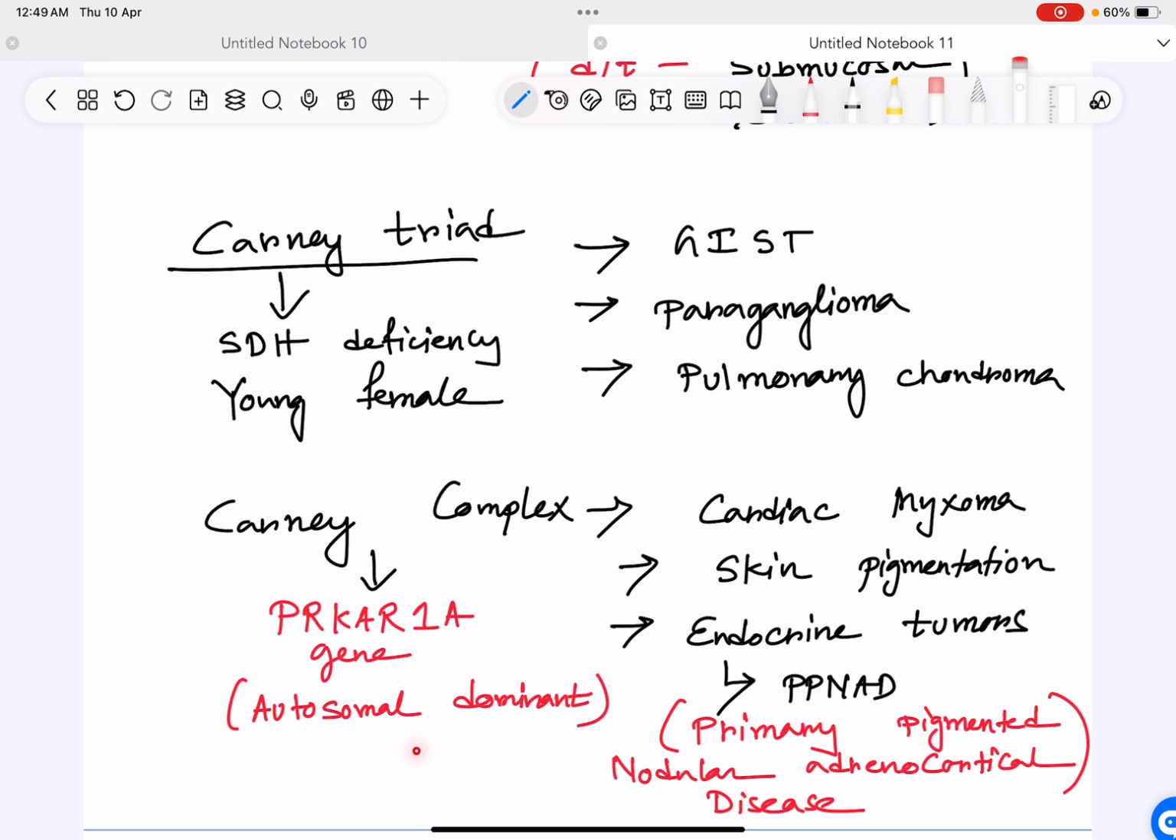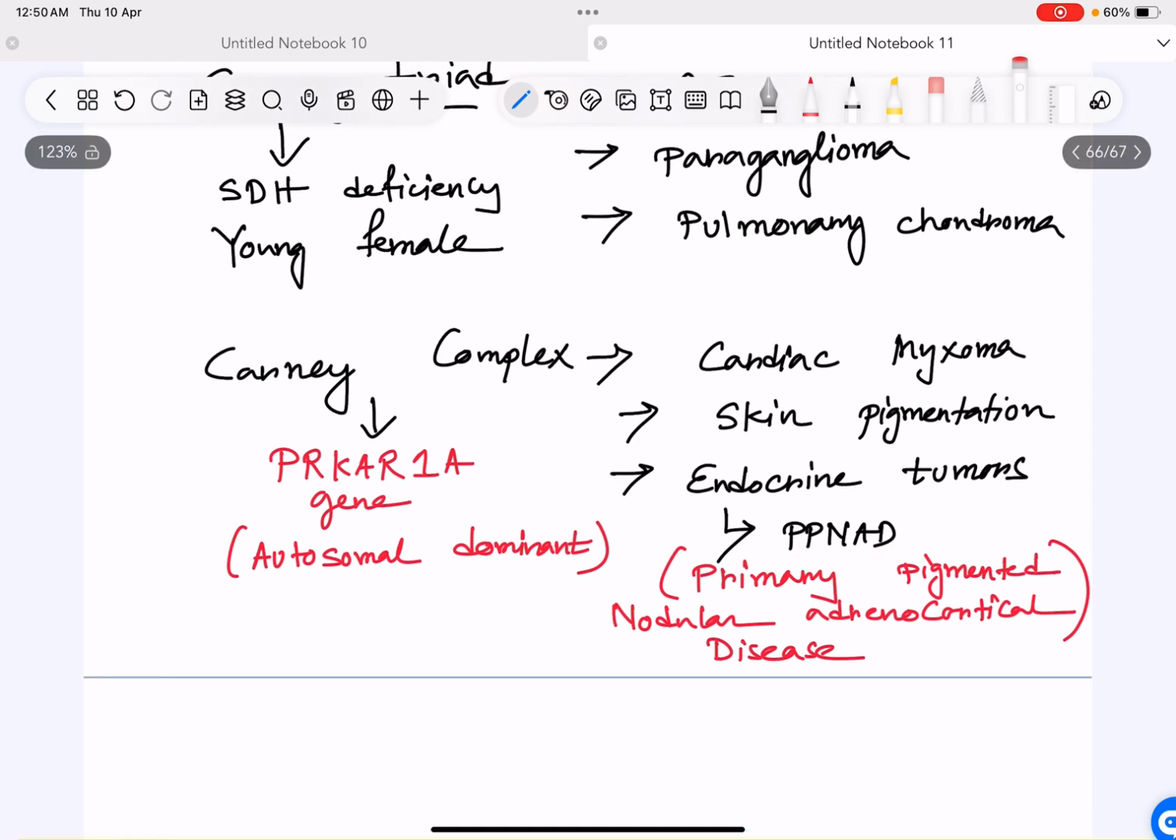Carney complex is autosomal dominant. It's a genetic condition where you have cardiac myxoma. So Carney complex has cardiac myxomas, skin pigmentation, and endocrine tumors. Most common endocrine tumor seen in Carney complex is PPNAD, that is primary pigmented nodular adrenocortical disease. So cardiac myxoma, endocrine tumors mostly PPNAD, and skin pigmentation. In Carney complex, the mutation is the PRKAR1A gene. PRKAR1A gene is the Carney complex gene.